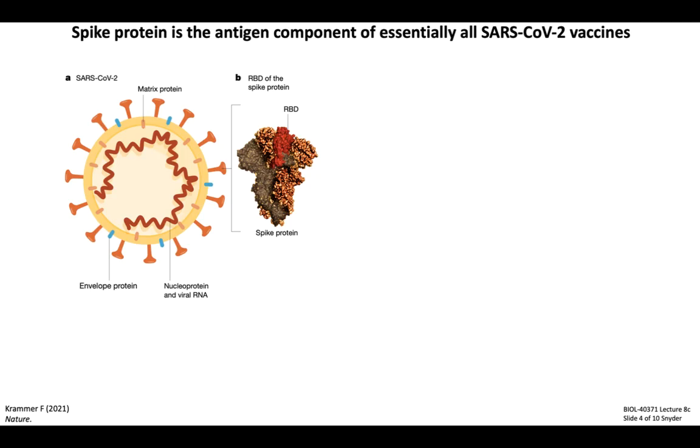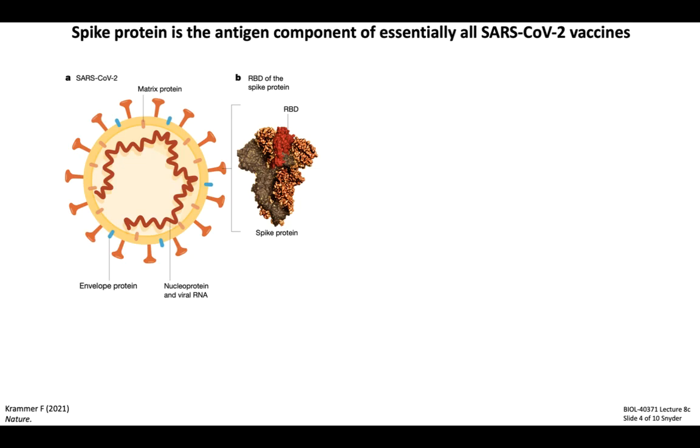By this point, you should understand that the viral spike protein is essential for infection since it is required for viral entry. Also, a lot of the dominant immune memory responses following infection seem to be driven by anti-spike antibodies as well as spike-specific T cells. So not surprisingly, spike has been selected as the main target for the antigen component for essentially all of the SARS-CoV-2 vaccines. Here's a structural schematic of the SARS-CoV-2 virion.